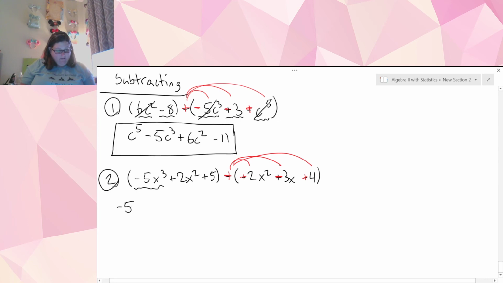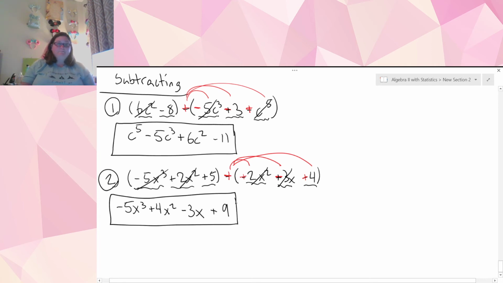So I have negative 5x to the third because I don't have any other 3's to combine it with. Then I have 2x to the second and positive 2x to the second, and positive 2x to the second gives me 4x to the second. Then we have negative 3x. There's no other x to combine it with, so I just put minus 3x. And then positive 5 and positive 4 is plus 9. So that's my simplified polynomial.